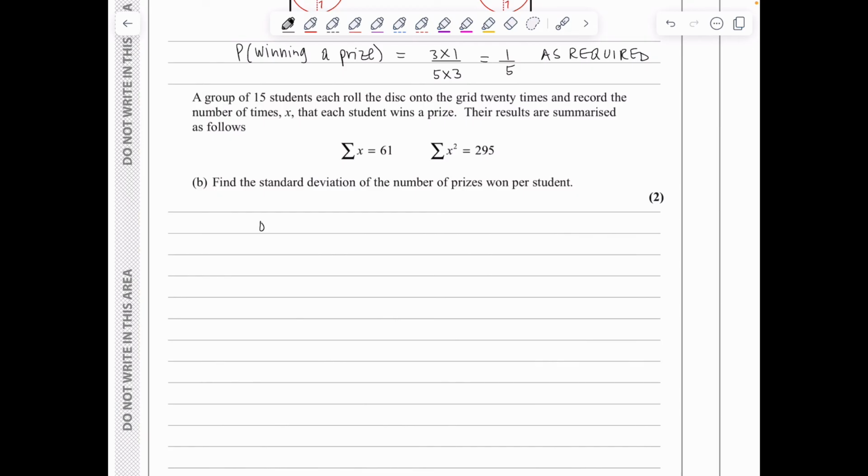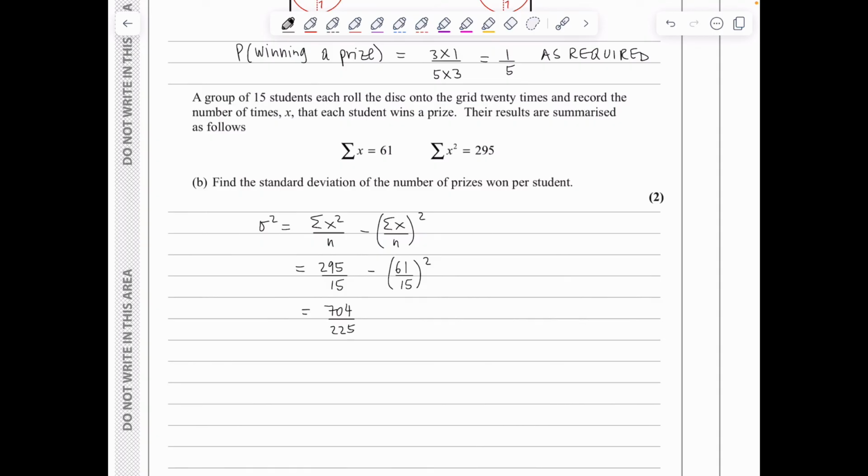Well, we know that the variance sigma squared is given by the average of the squares, so sigma x squared over n, minus the square of the average, which is sigma x over n, all squared. So that's going to be 295 over 15 minus 61 over 15 all squared. This is giving me the variance. See, this is 704 over 225.